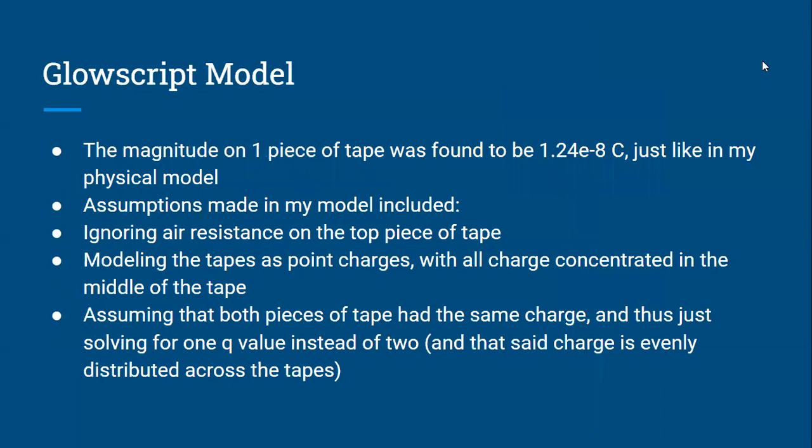For my Glowscript model, the magnitude of the charge on one piece of tape was found to be 1.24 times 10 to the negative 8 coulombs, just like in my physical model. Some assumptions that were made in my model included ignoring air resistance, and modeling the tapes as point charges with all charge concentrated in the middle of the tape, and assuming that both pieces of tape had the same charge, and thus just solving for one Q value instead of two. Also, that said charge is evenly distributed across the tapes.